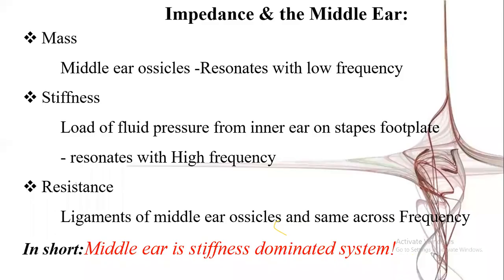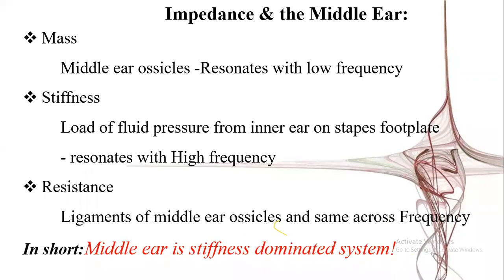In our system, in the middle ear, mass is contributed mainly by the middle ear ossicles, the stiffness is due to the load of fluid pressure from the inner ear on the stapes footplate, and the resistance is from the ligaments of the middle ear ossicles. What we have to understand is that our middle ear bones are very tiny and very low in mass, so they don't contribute much to our impedance or immittance evaluation.